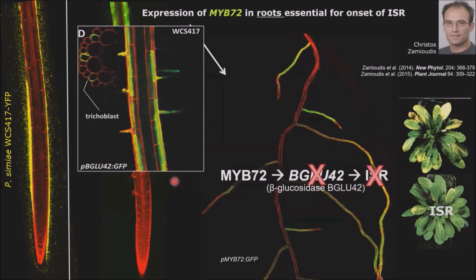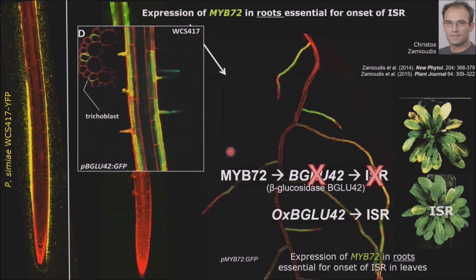And I forgot to mention this, but here we see a reporter line for BGLU42 activity, and you see that it is also nicely activated in the same root cells as where MIP72 is activated in response to colonization of the roots by WCS417, as you can see here.